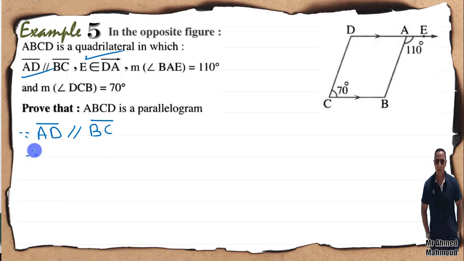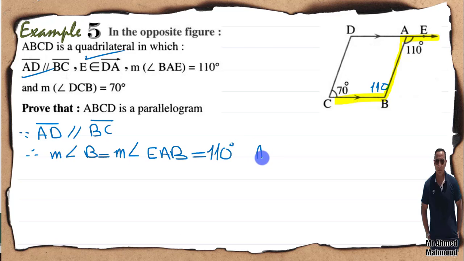Therefore, I can reflect this angle 110 from here to here. It's alternate angles, like this. It's two alternate angles. So angle B equals 110 degrees. Therefore, measure of angle B equals measure of angle EAB equals 110 degrees, and this is alternate angles.